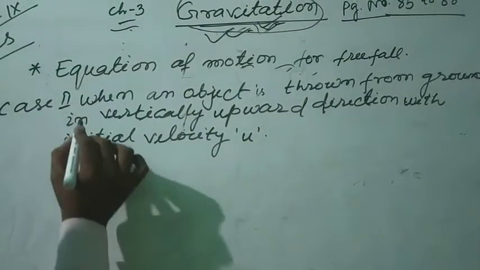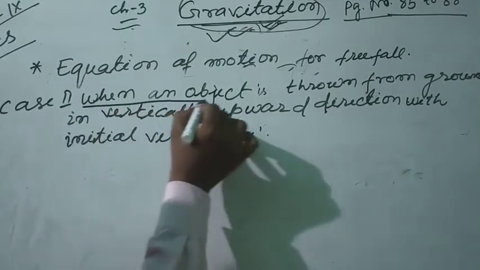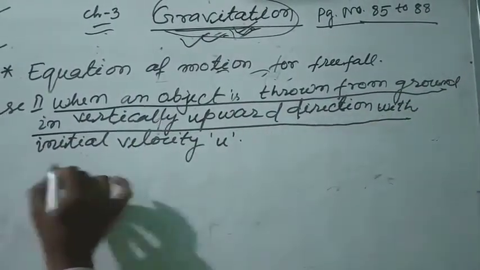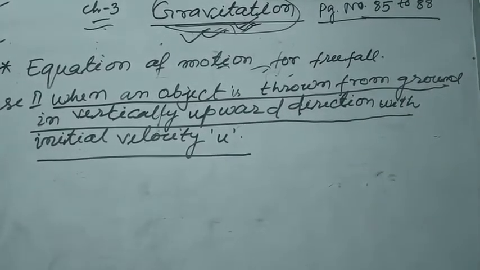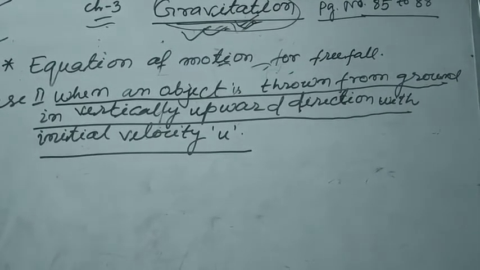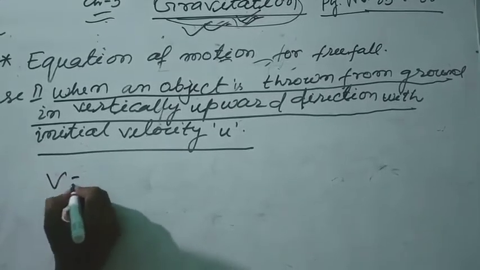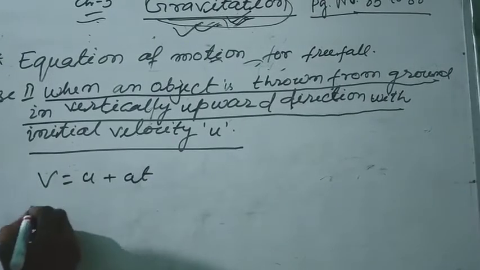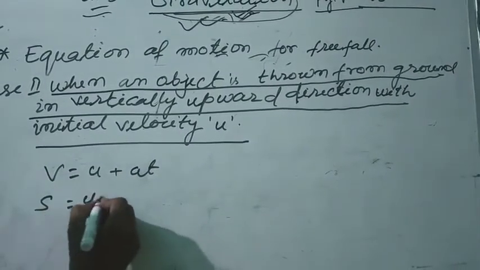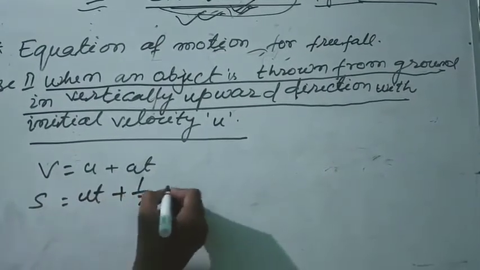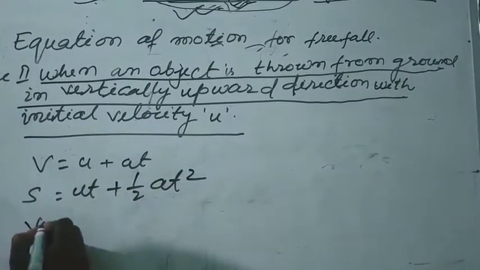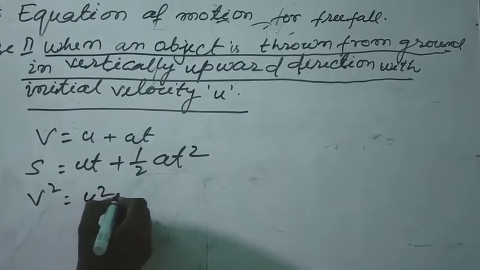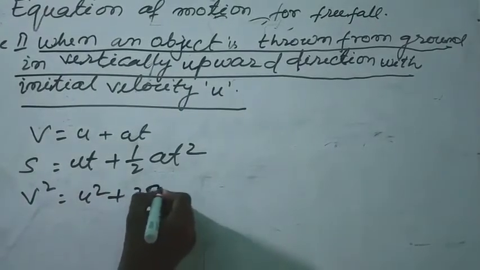Now let us take the second case, when an object is thrown from the ground in a vertically upward direction with initial velocity u. Then what are the equations of motion? We know that the three equations of motion are v is equal to u plus at, and the second equation of motion is s is equal to ut plus half at square, and the third equation of motion is v square is equal to u square plus 2as.